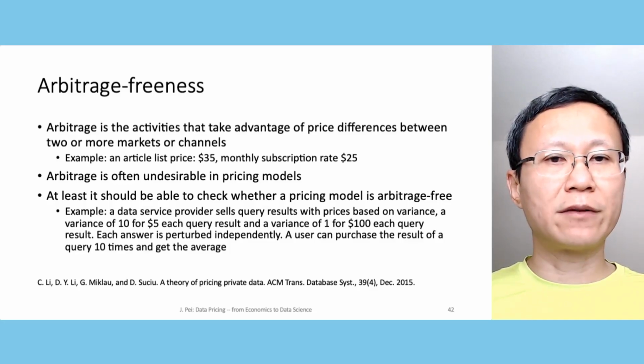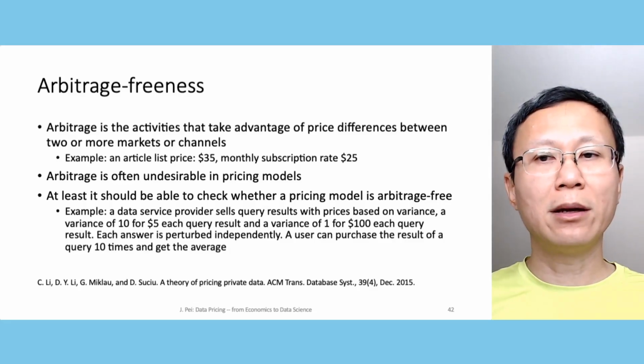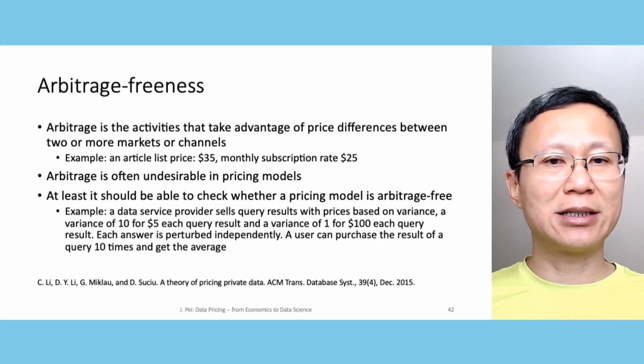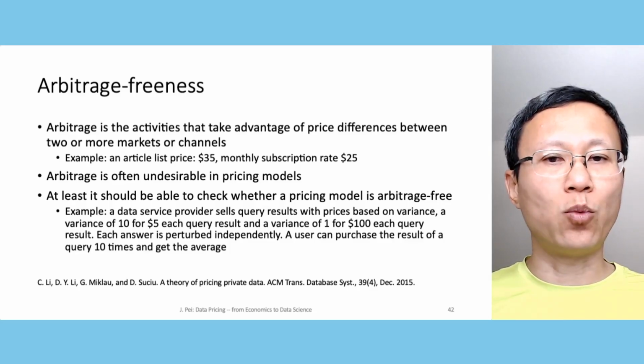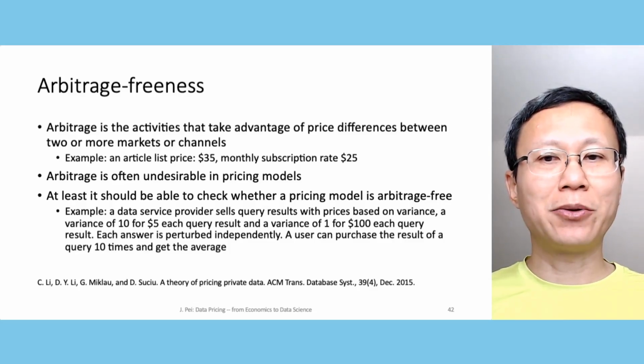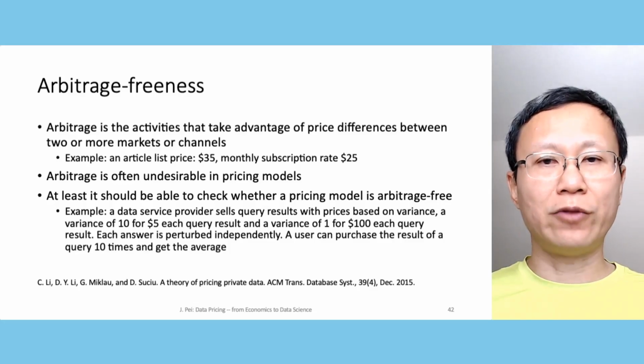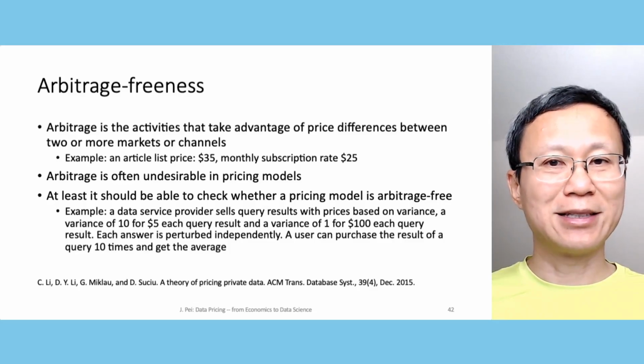A variance of 10 costs $5 for each query result, and a variance of 1 costs $100 for each query result. Each answer is produced independently. A customer who wants an answer with variance 1 can indeed purchase the query 10 times and compute their average. Due to the independent noise in perturbation, the aggregated average has variance 1, and thus the customer saves $50.